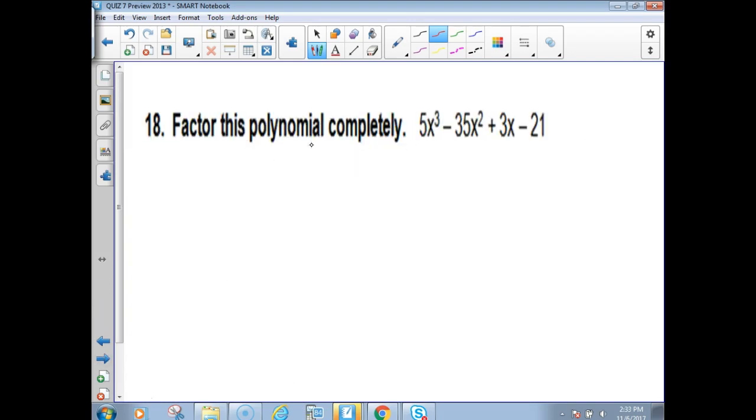Okay, factor this polynomial completely. All right, you got 4 terms. What are you going to do? That starts with a G. Group them. All right, grouping. Factor by grouping.